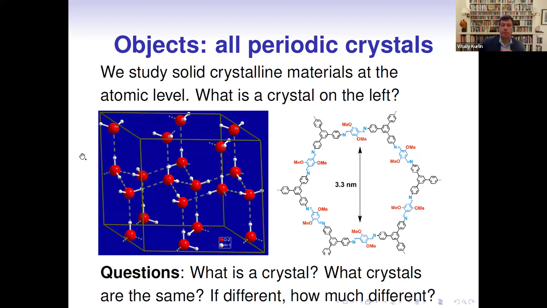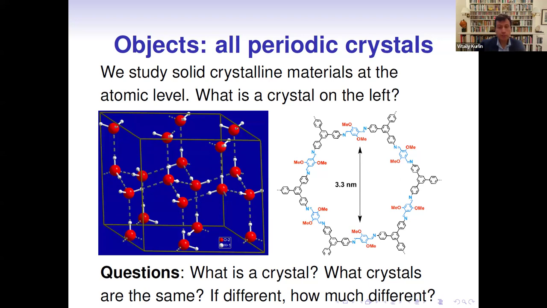But also on the right-hand side, you see much more complicated crystals, no simple molecules. It's called a metal organic framework, where organic chemical elements are also joined with metal atoms, and they form, you see here, large cycles at nanometer scale. So it's about 10 times more than the atomic scale. So we study all types of periodic crystals, molecular organic on the left, or inorganic as well. So the only restriction for this object is periodicity.